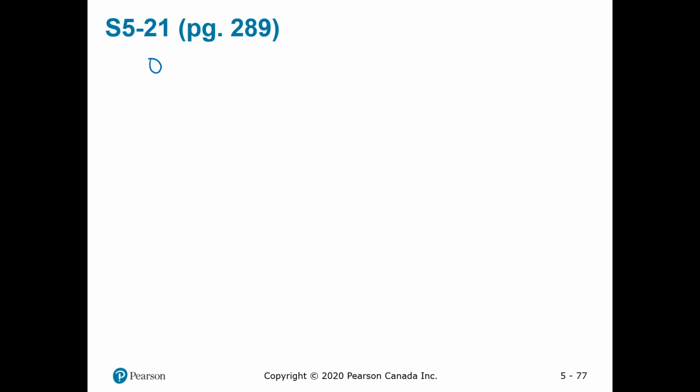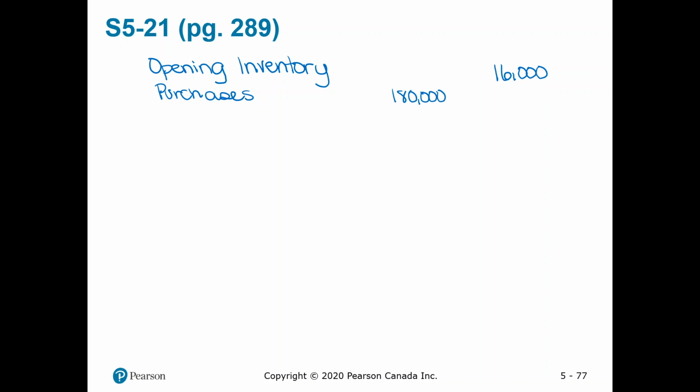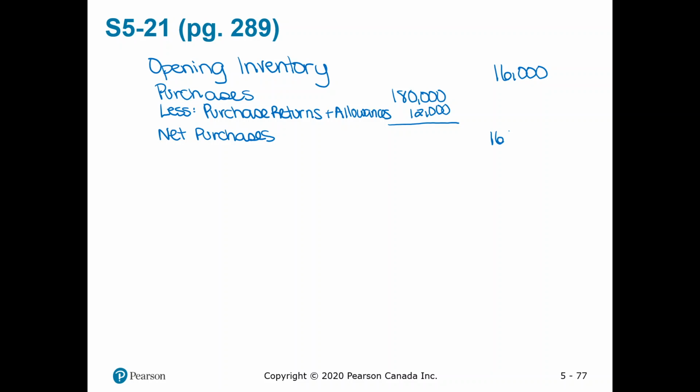So we always start with the opening inventory, which it tells us is $16,000. And we're given purchases and the returns, so we need to calculate our net purchases. So we start with the purchase amount, purchases, which was 180,000. And then we're going to say less the purchase returns and allowances. So I know it just tells us returns, but we would name the account purchase returns and allowances. So that's what we'll say here. That was 12,000. So we're calculating from the purchases minus these purchase returns and allowances. We calculate net purchases, which are 168,000.